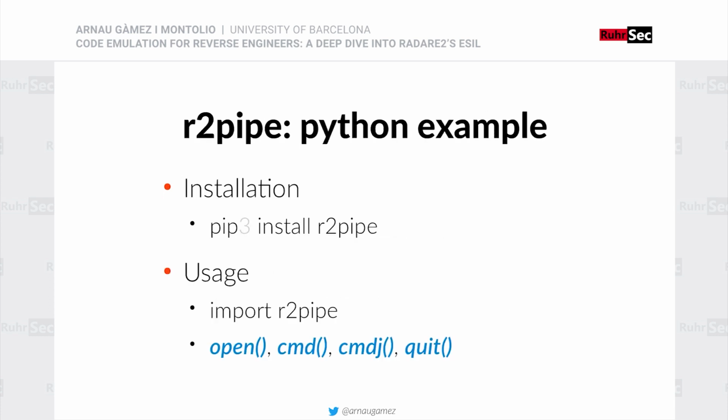To be more concrete, for example, in Python, we can just install it with pip, and this is really simple. We just import it and then open a file and run some commands. If we want to run a command with the suffix j to get the JSON back, we can use cmdj. So instead of returning the output as a string, it will return it as parsed and deserialized JSON in a native object of the language. In this case, in Python, we will get a list or a dictionary of the information that it has given us back.